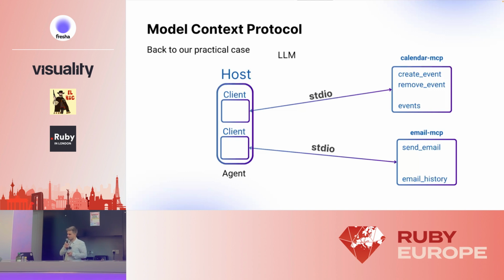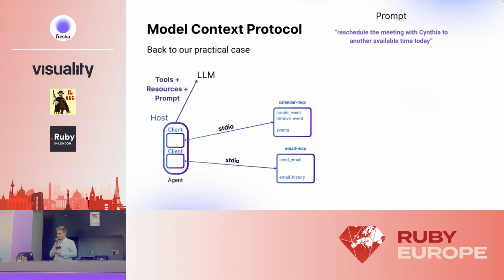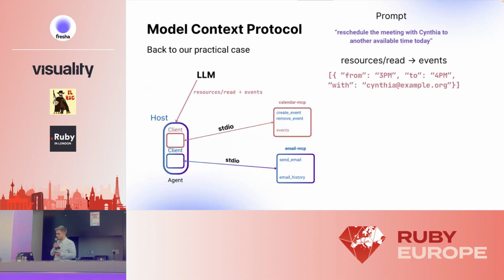So with that, let's take our email prompt. You give the prompt that says reschedule the meeting with Cynthia to another available time today. You give the prompt with the tools and resources, so the host will send that to the LLM, and the LLM will say, okay, I see what I can do now. So let's just start with what are my events already.